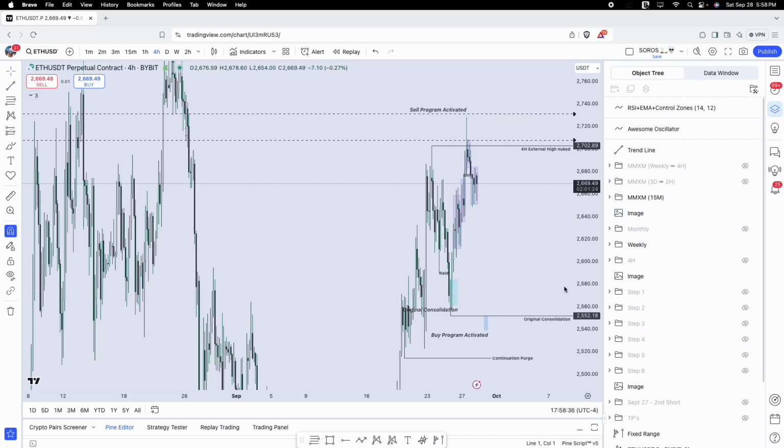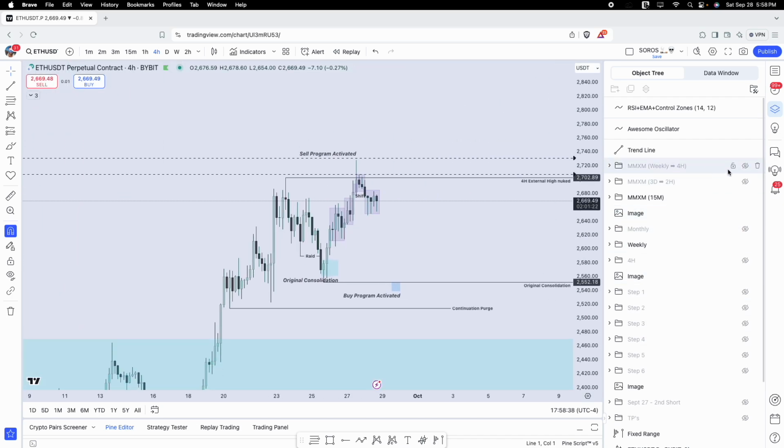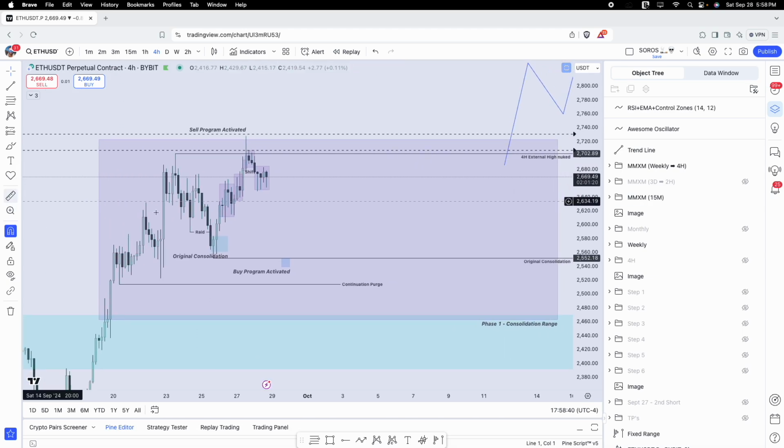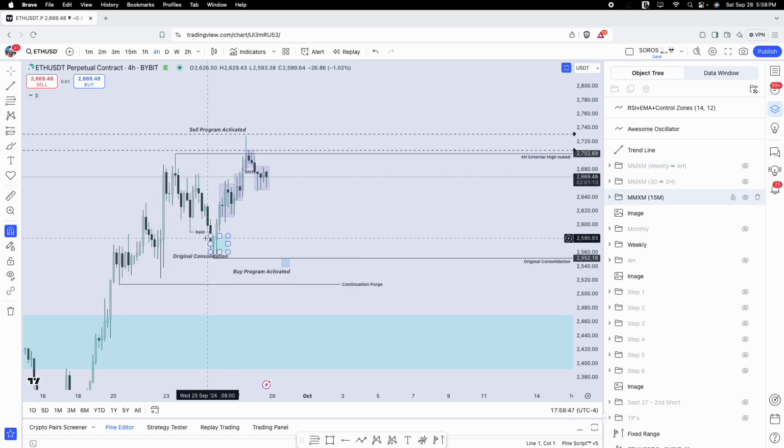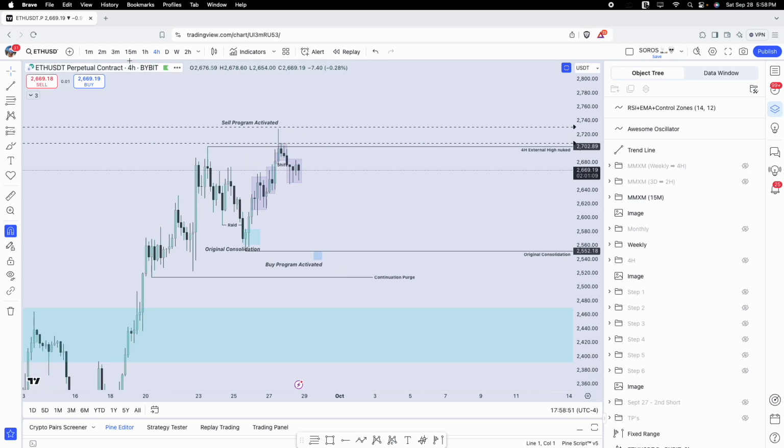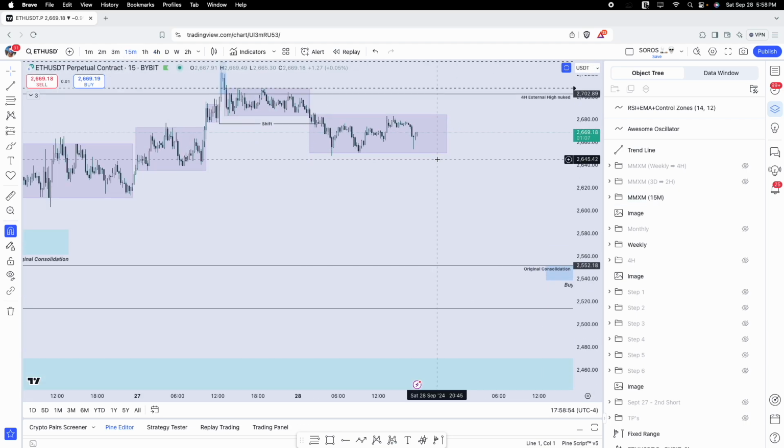which is part of the 4-hour market maker model, we're looking at an intraday or 4-hour consolidation range, and what we're trying to play is the scalp within the range from this high to that low. So this is what we're looking at.